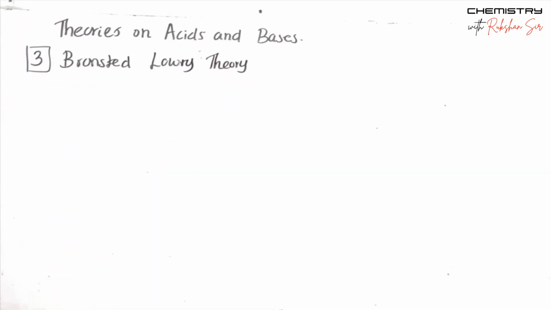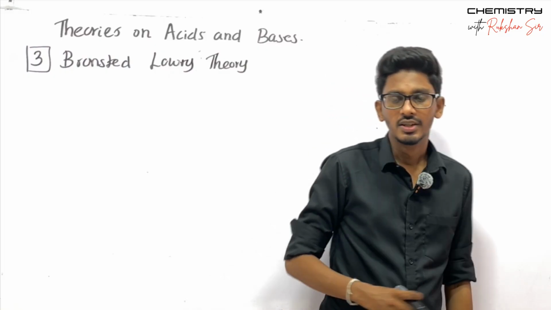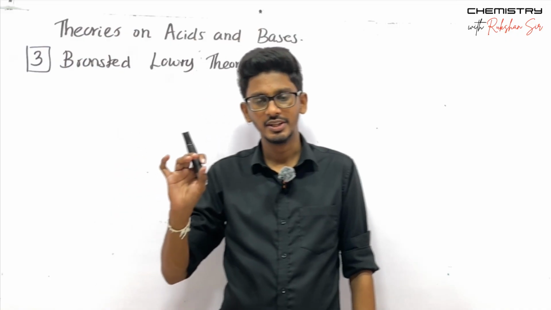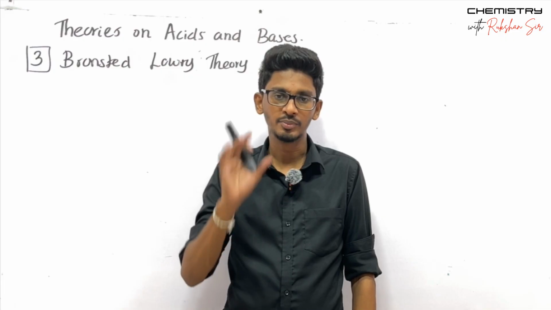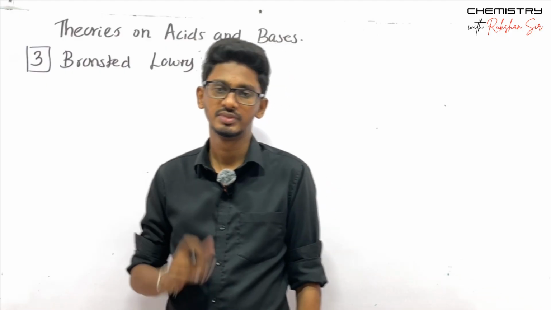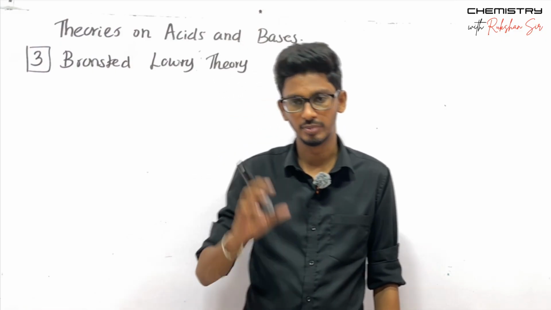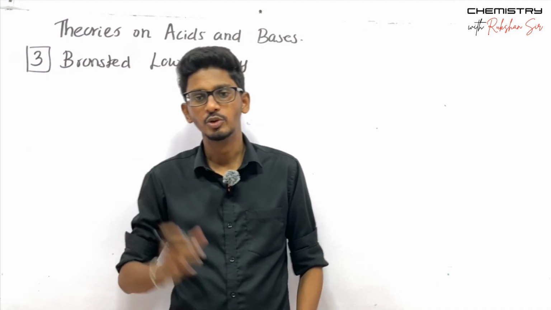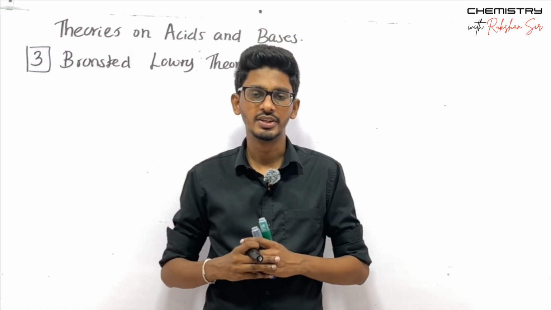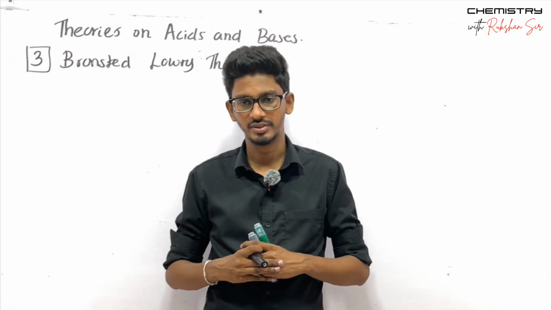Bronsted-Lowry theory. It is like this. In Lewis theory, they were totally concentrating on lone pairs. When it comes to Bronsted-Lowry theory, they are totally concentrating on H plus ions, or one can say protons. H plus ions means protons. The Bronsted-Lowry theory is totally based on protons: proton donors and proton acceptors.